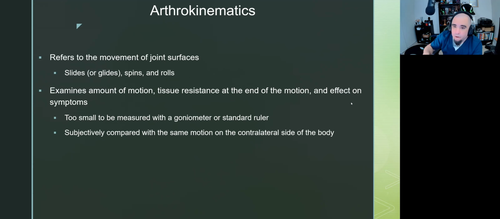So that's talking about the arthrokinematics. That refers to the movement of the joint surfaces: slides or glides, spins, and rolls. It examines the amount of motion, the tissue and the resistance at the end of the motion, and the effect on symptoms.